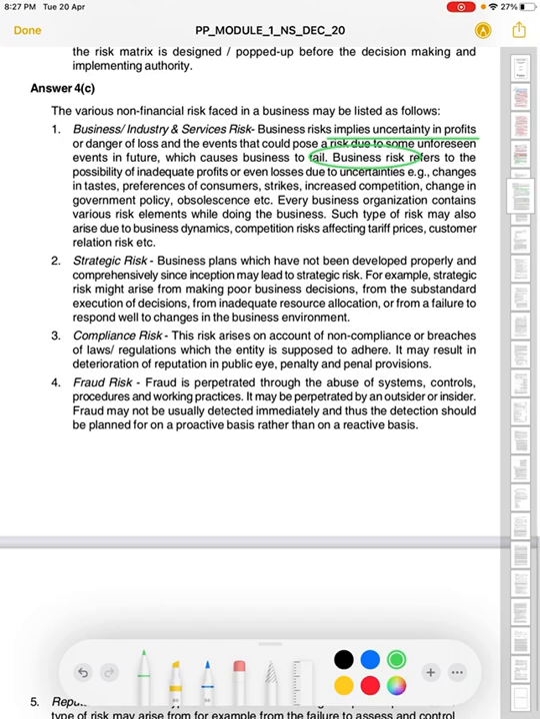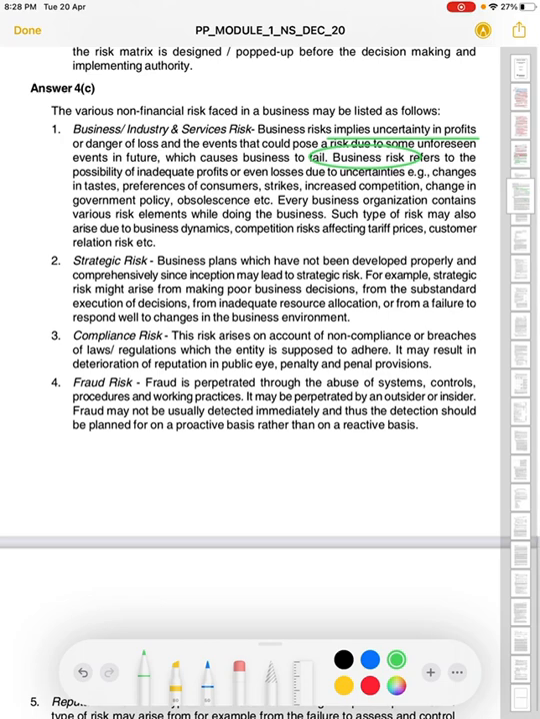Every business organization contains various risk elements while doing business, as you know. These types of risk may also arise due to business dynamics. Business dynamics include competition, tariff prices, customer relation risk, and so on.